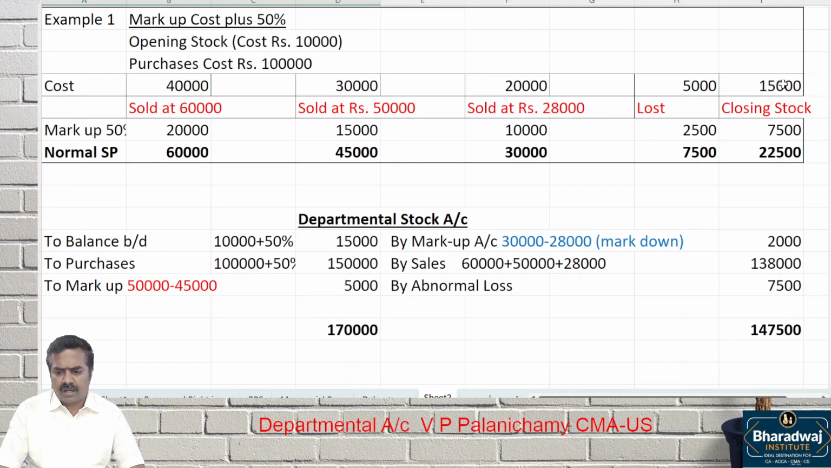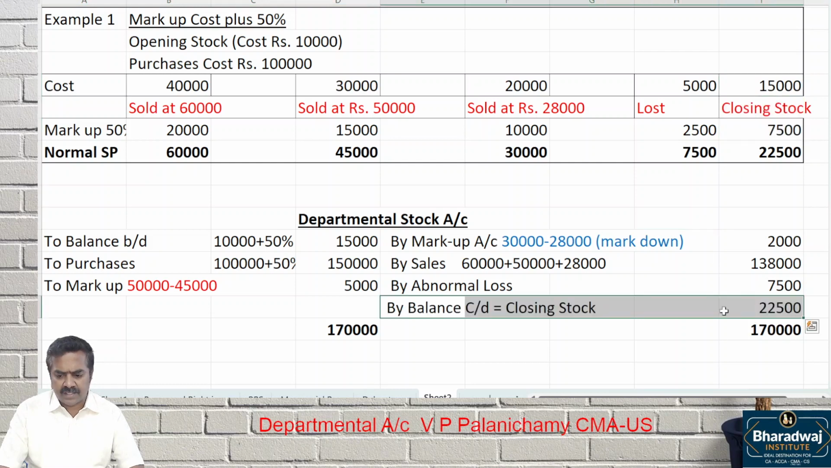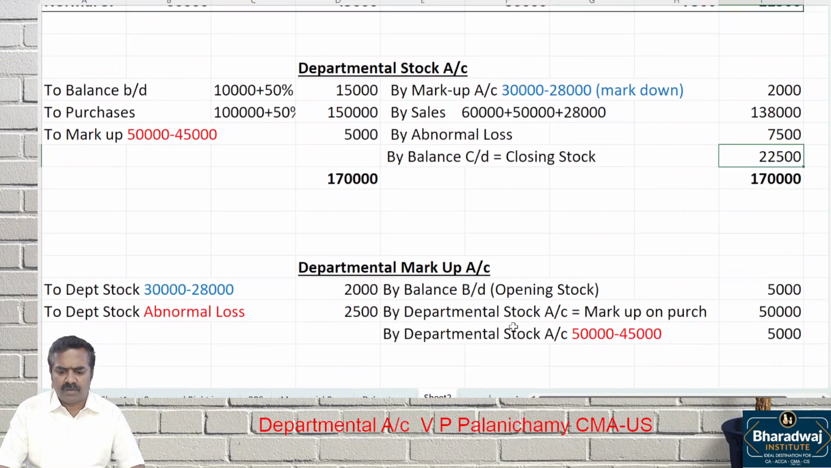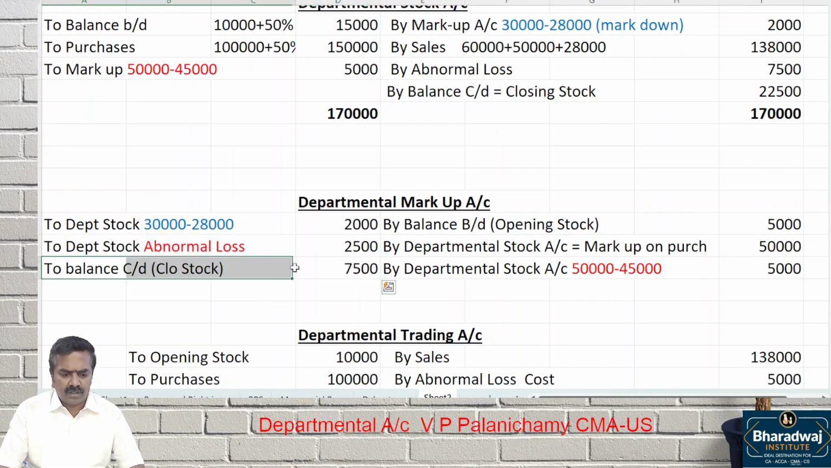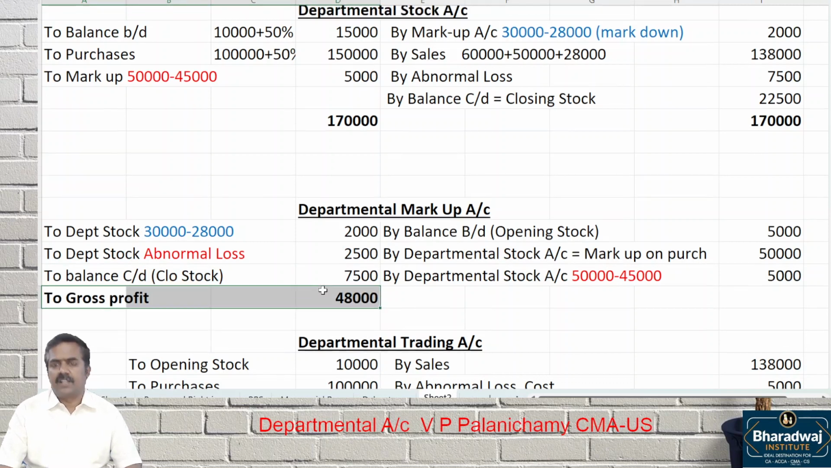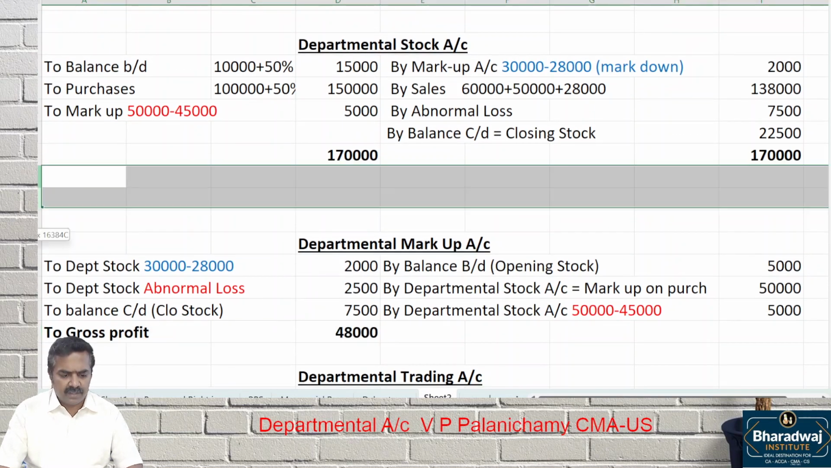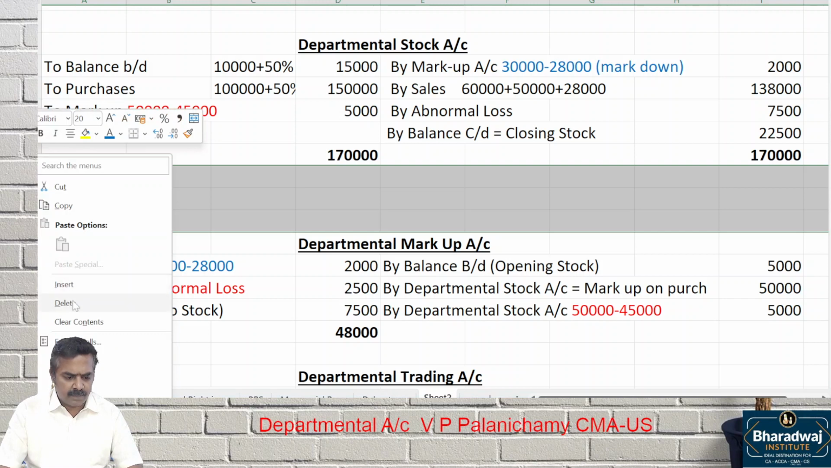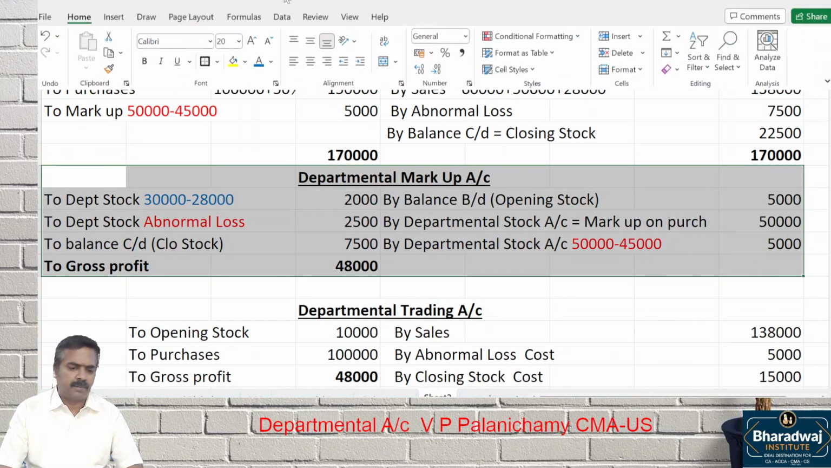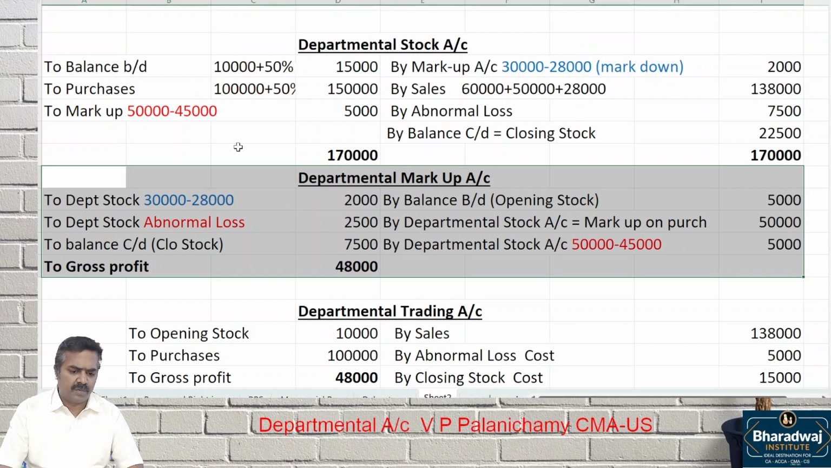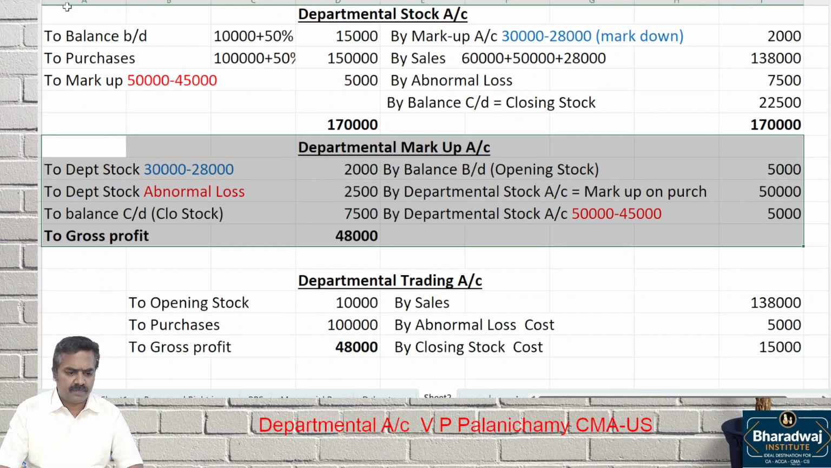Then on the closing stock, by balance carried down, 22,500 is the invoice price or selling price. On that we remove the profit element to balance carried down. Then gross profit is nothing but the balancing figure. How to verify my answer, sir? You can prepare a departmental trading account, but that is not required from an examination point of view. Only for verification purposes we do it and we verify our answer.